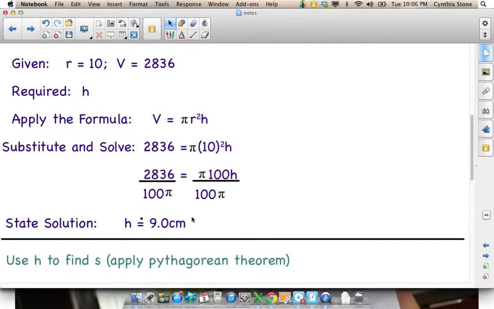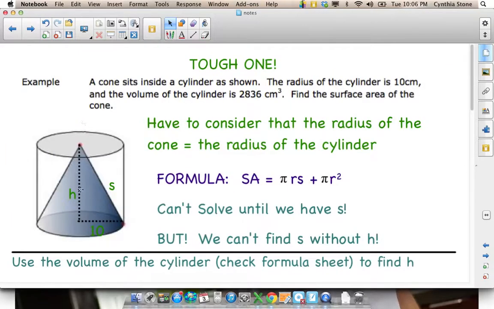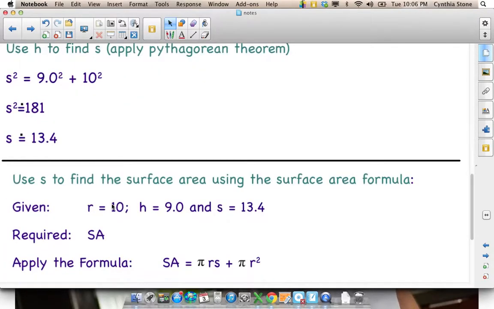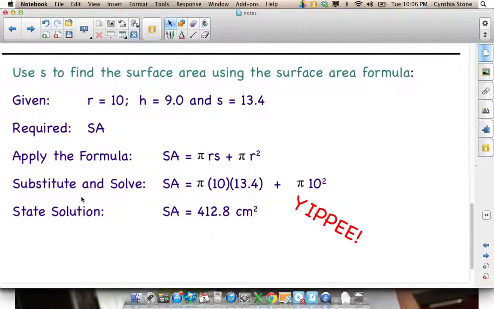Now that we know h, we can find s. Pythagorean theorem. I'm going to zip up here, so stop your writing. I'm going to zip up to here. So I know h, I know this is 10, so I need to find s. s is the hypotenuse, right? So s squared is 9 squared plus 10 squared, solve for s, approximately 13.4. Now I can plug that into the surface area formula. Again, if I'm going really fast, please pause. And yippee, I subbed it in, got an answer of 412.8, and that's it.